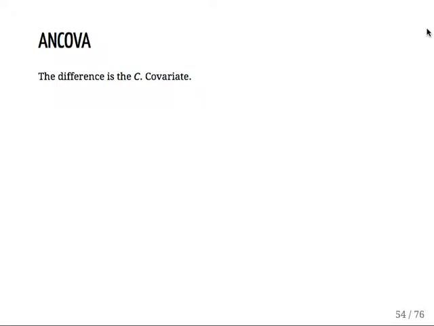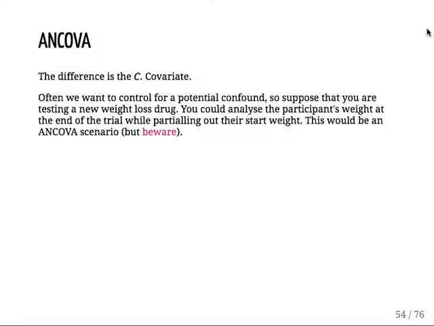So quickly moving on to ANCOVAs. The difference is the C. You should sort of know what the C stands for. It's for covariate. So often you want to control for something. You might be looking at a weight loss drug, and you could analyze the participant's weight at the end of the trial, but you might want to partial out their starting weight. So you might want to control for the starting weight when they go into the trial. This would be an ANCOVA scenario where you want to control for a covariate which might influence how effective your manipulation is, for example.